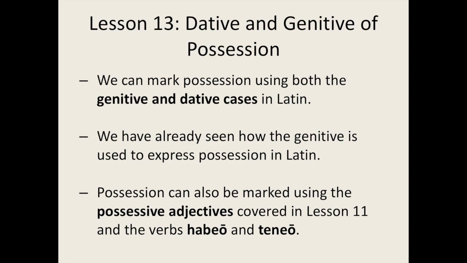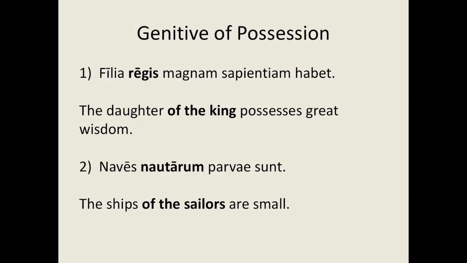In Lesson 11, we also learned about the adjectives which are used to mark possession. Let's recap the genitive of possession. Here are two example sentences. Filia regis magnam sapientiam habet, and naves nautarum parvae sunt. The genitives in both sentences are in bold.